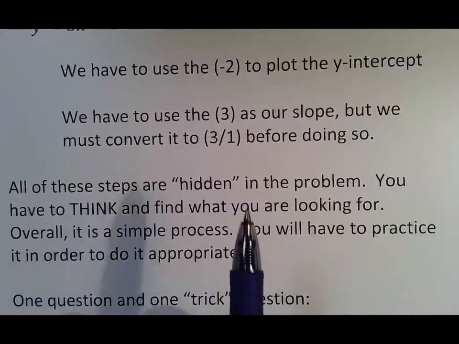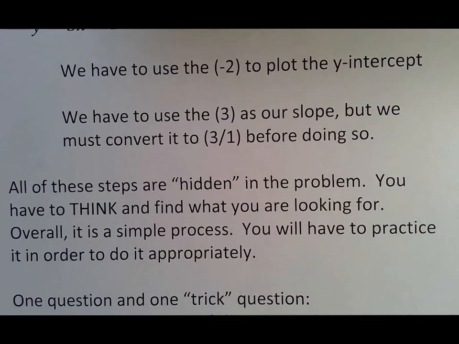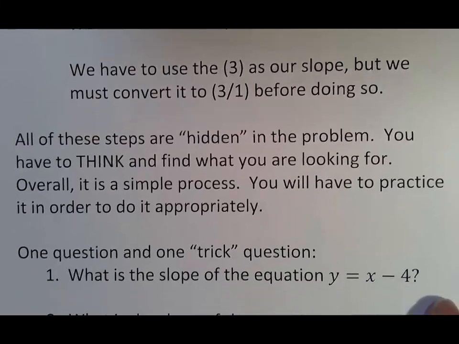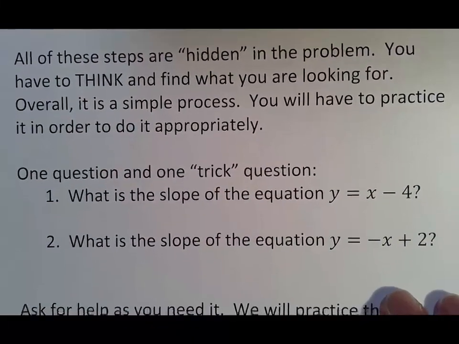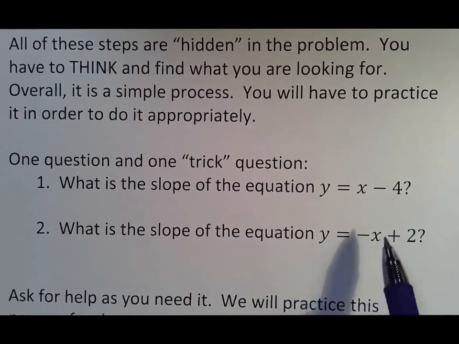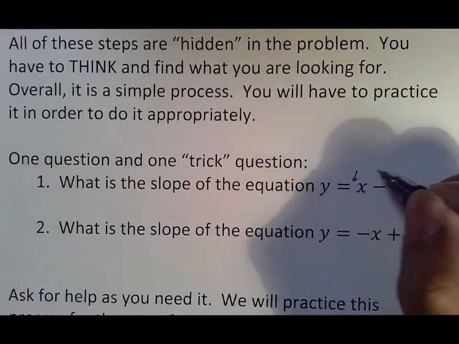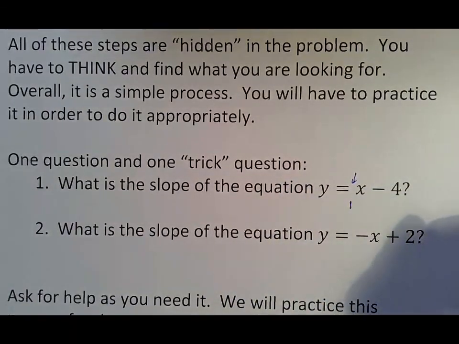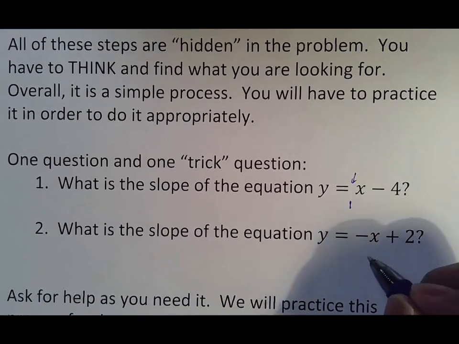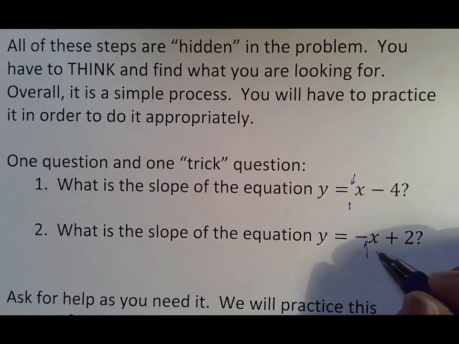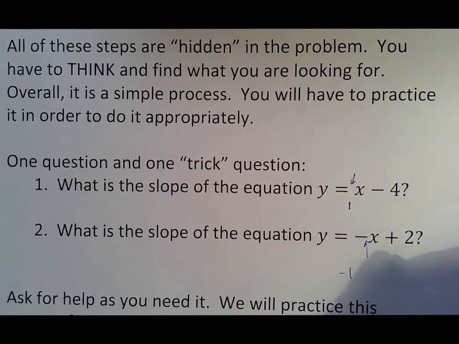So again, all these steps are hidden in the problem. You have to think to find out what you're looking for. So overall, it's a simple process, but again, if you don't practice it, it doesn't work appropriately. So again, one trick question, what's the slope of this equation here? Of course, if y is equal to x minus 4, the slope is attached to x, that is 1. So what's the slope of the equation y equals negative x plus 2? Well, if there's no number but it's still negative, that's still just a negative 1.